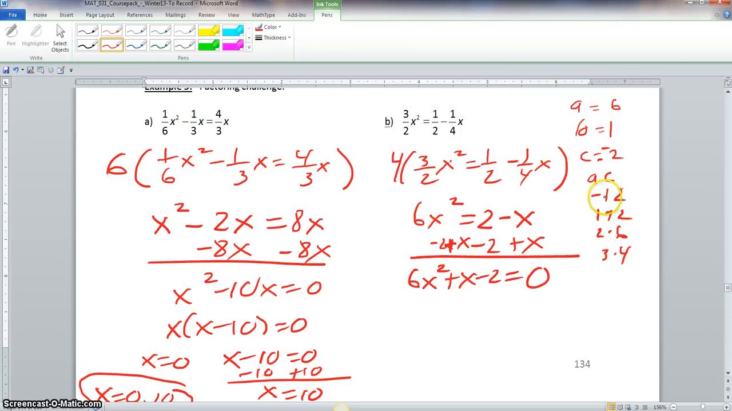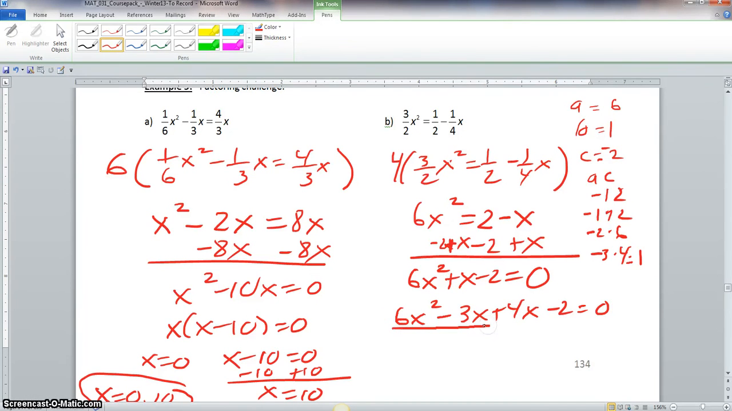Now our a and c product is negative, but our b is positive. So that means that the lower number will be negative. And we want it to equal 1, so the negative 3 plus 4 is our 1. So now we go through and substitute. We have 6x squared minus 3x plus 4x minus 2 equals 0.